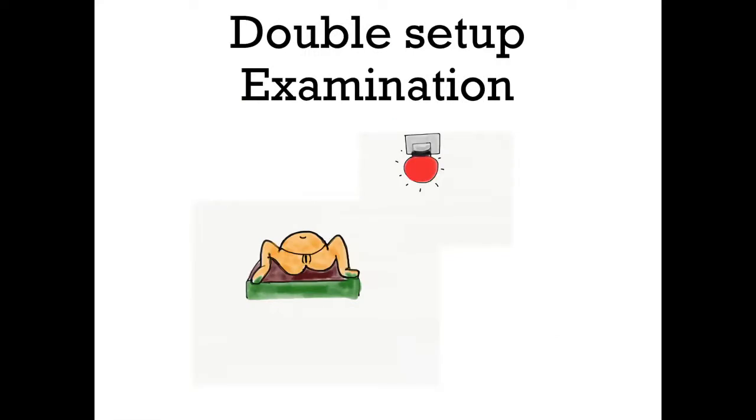You should also know about the concept of double setup examination. I've told you that you shouldn't perform per-vaginal examination in the case of suspected placenta previa. So if you suspect placenta previa, what they used to do is shift the patient to the operation theatre, and perform the per-vaginal examination there with every setup ready for a cesarean section in case something goes wrong.